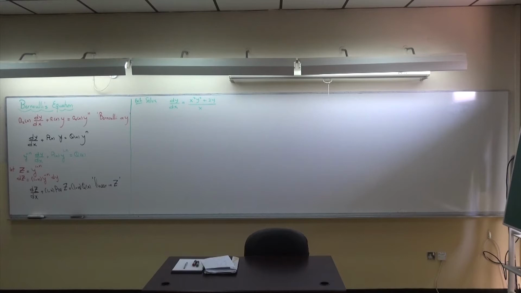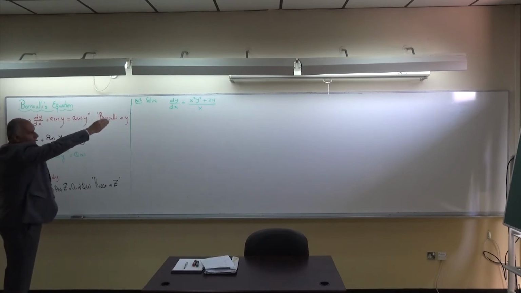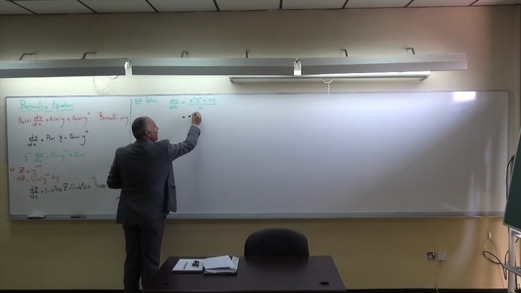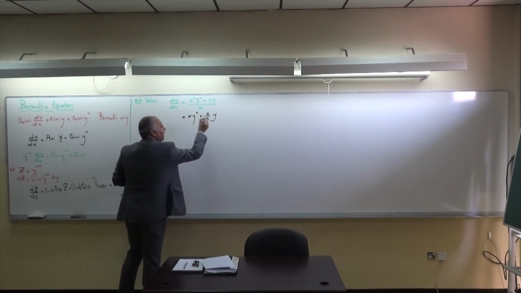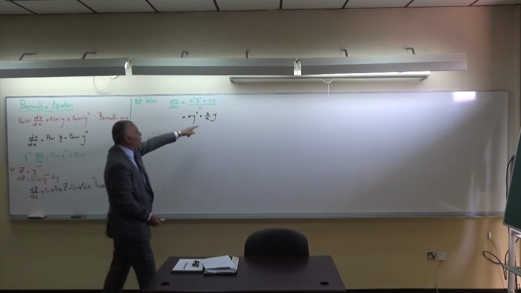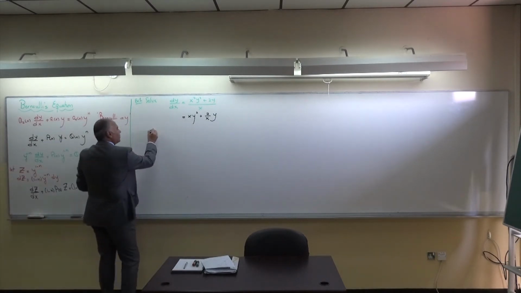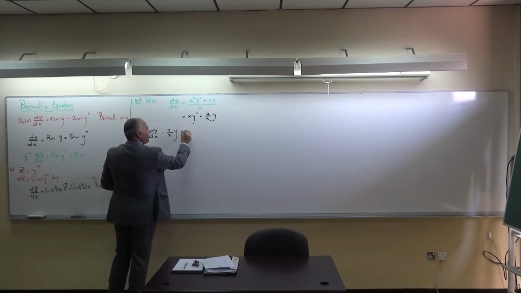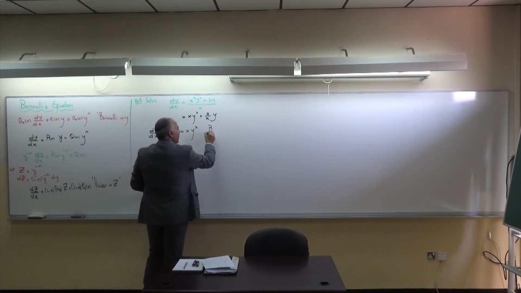It's clear: dy over dx equals, on the right side, there is a function with x multiplied by y squared and a function with x multiplied by y. This can be written as x y squared plus 2 over x times y, right? We distributed the numerator over the denominator: x squared over x gives x y squared, and 2 over x times y. So if you take the y to the other side, it's a Bernoulli in y.